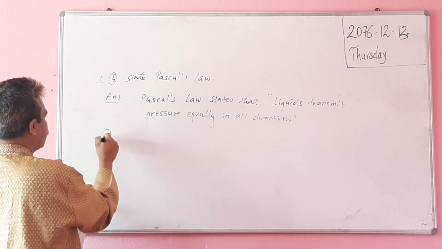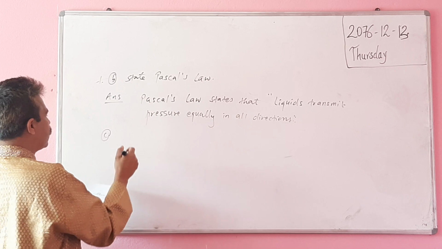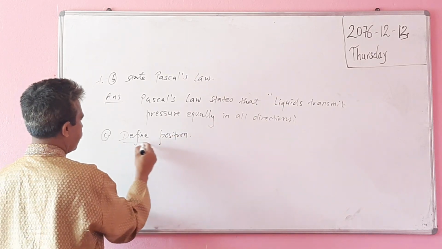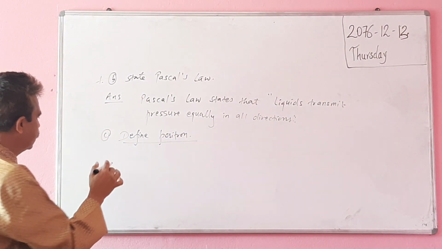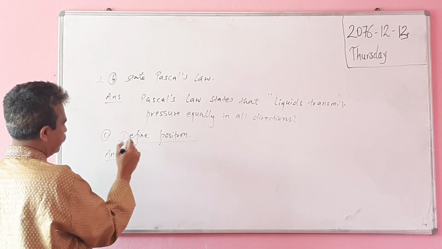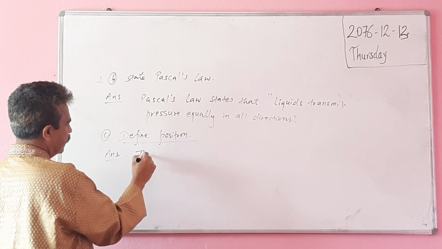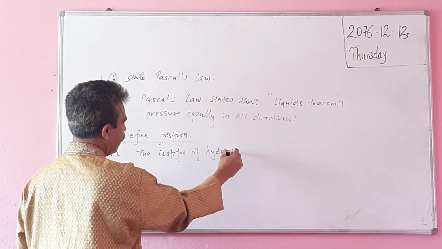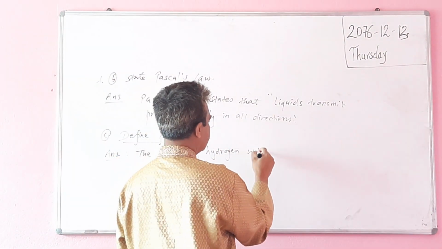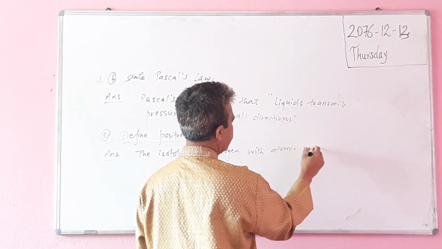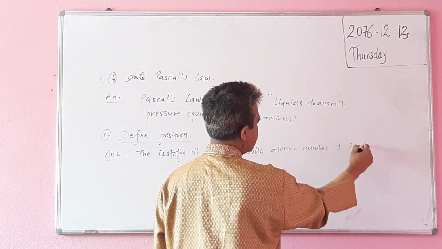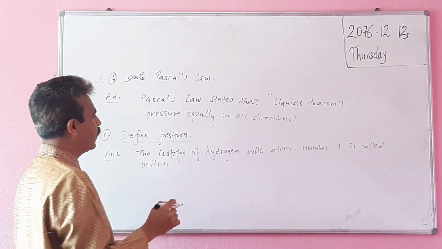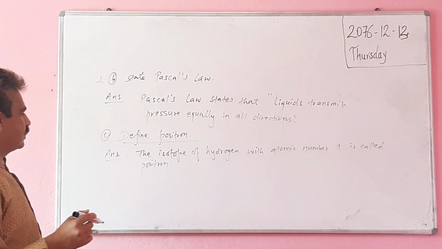Number 1c. What does the question say? Define positron. So what is positron? The answer is, the isotope of hydrogen with atomic number 1 is called positron.